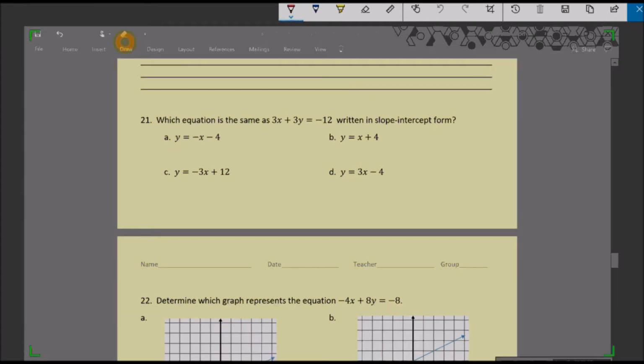Oh yeah, we've got to get the y by itself. Whenever it says slope-intercept form, you're going to get the y by itself. Here's the y right here. What you need to be asking yourself is, my goal is I want it to look like this: y equals mx plus b. So we know we're trying to get the y by itself. That's your main goal. We're going to do the order of operations, but we're going to go backwards.